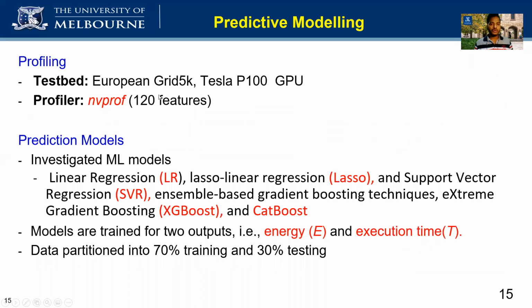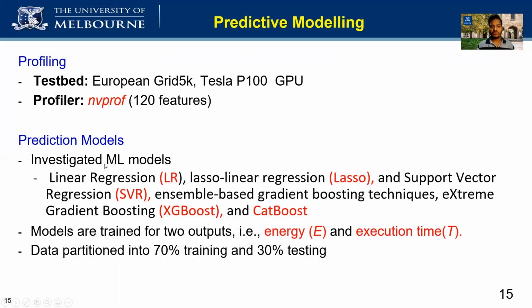Okay, so we have used European Grid'5000 and a Tesla P100 GPU as a test bed, and as the profiler we use NVProf, which is an NVIDIA profiler that can be used to run an application and collect all the resource footprint and all the features of a particular GPU. Each run will give around 120 features, including all the readings about different registers, memory, and all the counters present in a particular GPU.